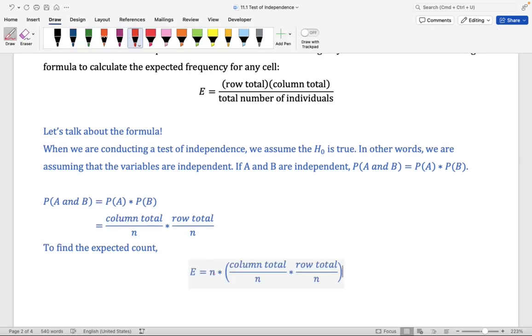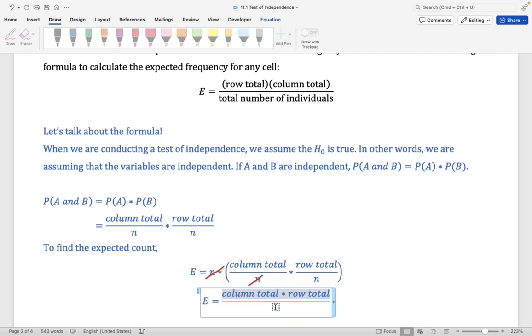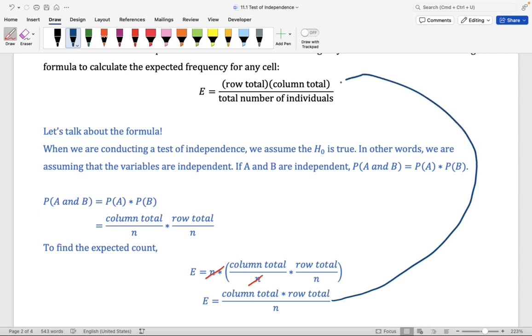So notice here, we are multiplying by N. We can cancel that multiplication with one of the N values that we have on the denominator. Why? Because N divided by N is just 1. And so once we cancel N, we are left with the column total times the row total on the numerator. On the denominator, we're left with N. And that is how we've ended up with the formula that we have here above.